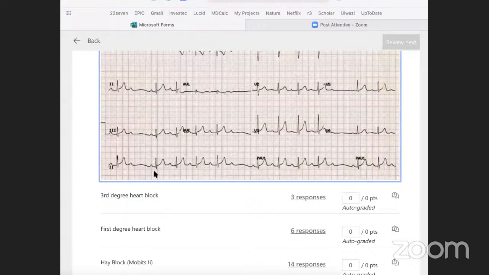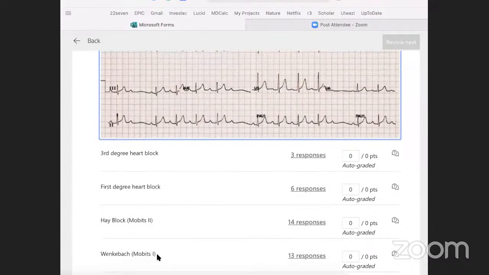Sorry, in a 3rd degree heart block, we would have complete atrioventricular dissociation, and so there would be no association between P waves and QRS complexes. Whereas in this case, we can see there's a P wave, then it slightly widens, and then the last one is dropped. So this would be a Mobitz type 1 Wenckebach. And this is a physiological aberration.